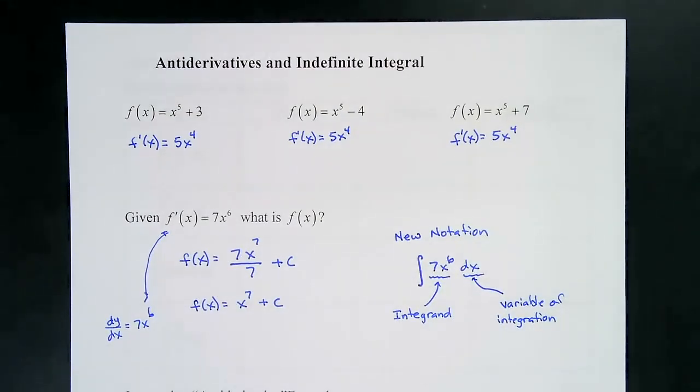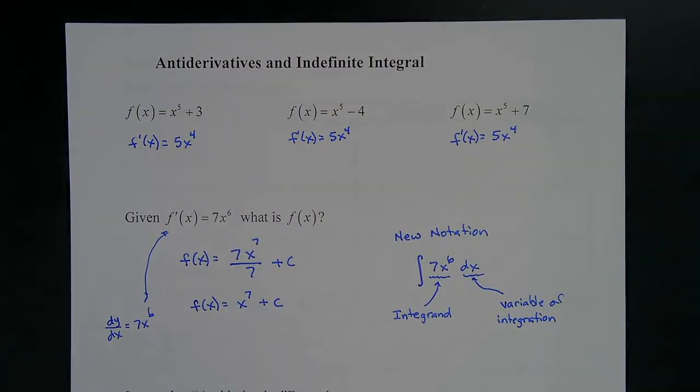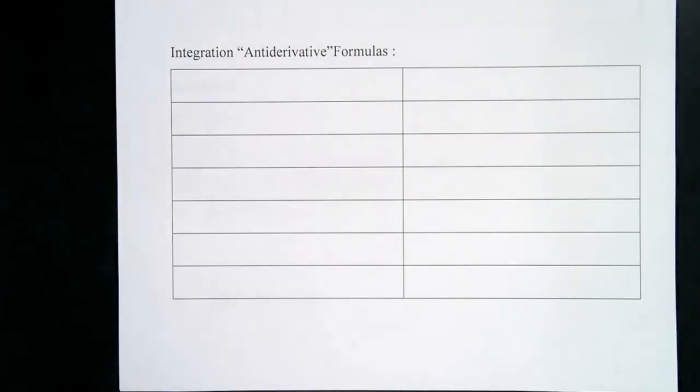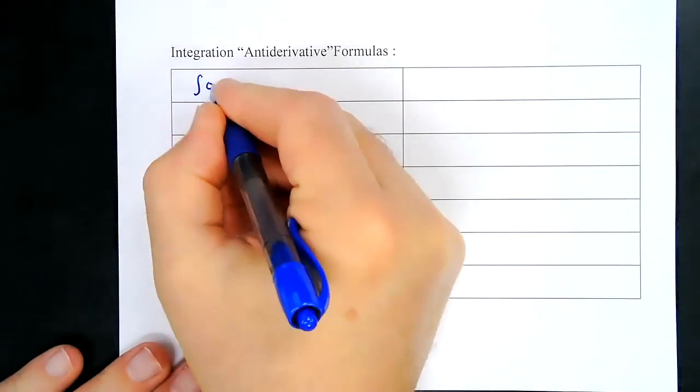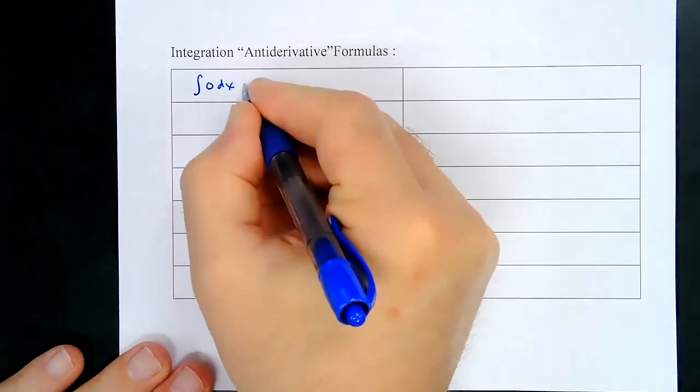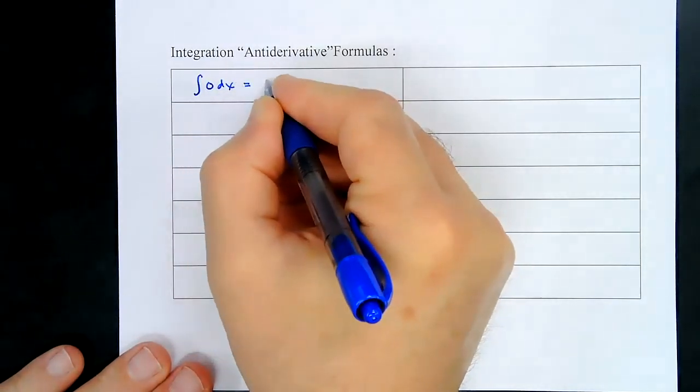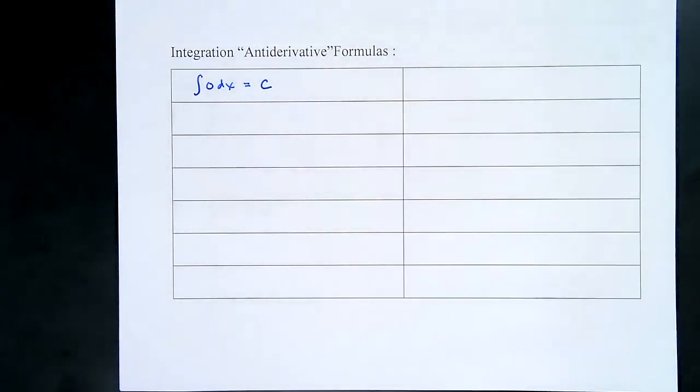All right, now we're going to quickly go over some basic formulas, and they directly come from knowing the derivatives, okay? So I'm going to go over some formulas next with you guys. We know the derivative of a constant is 0, which means the integral of 0 dx would have to come from a constant c, all right?